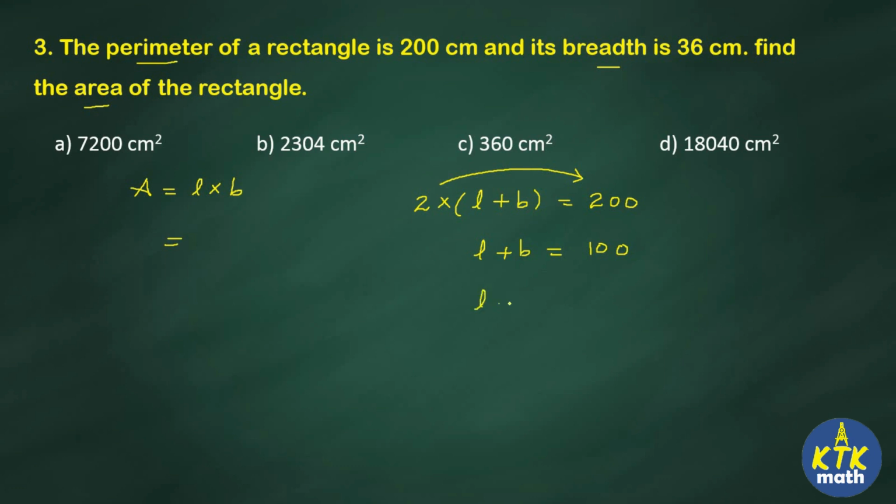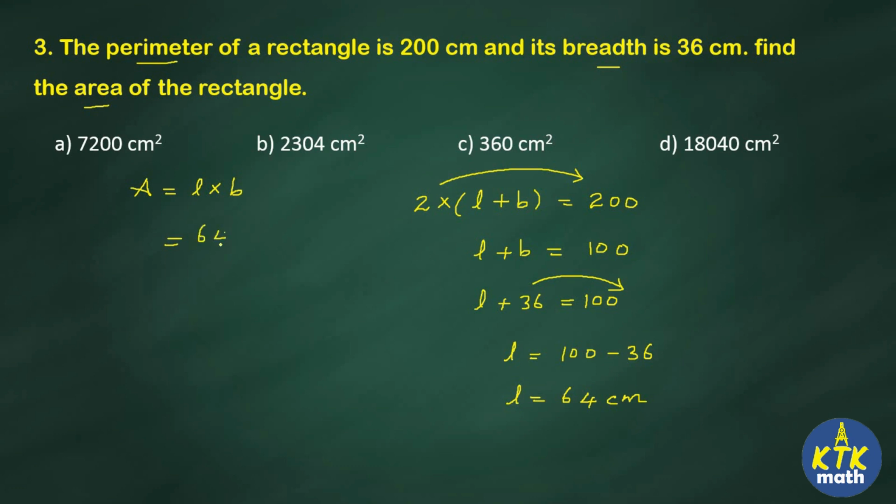Now keep L as it is. B is given. How much? In place of B, substitute 36, which is equal to 100. So L is equal to 100 minus 36. When this plus 36 moves to the right side, it will be minus 36. So your L value is 64 centimeter. So we got both the values now.